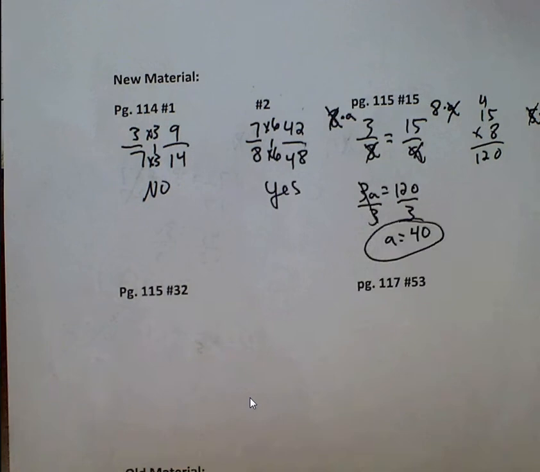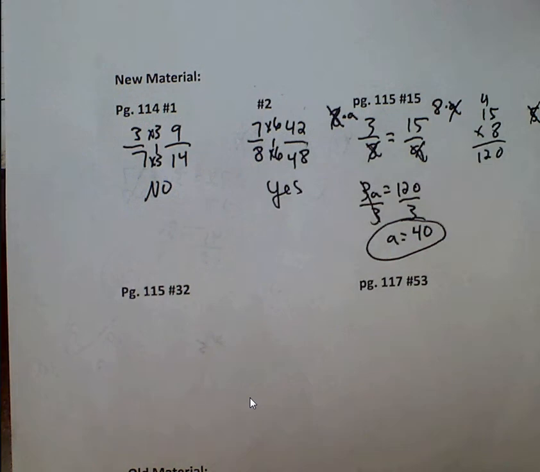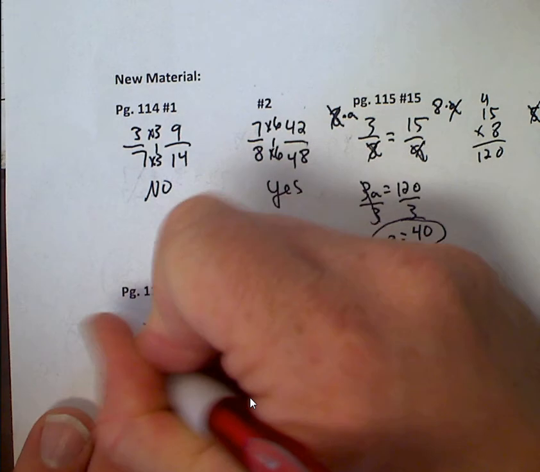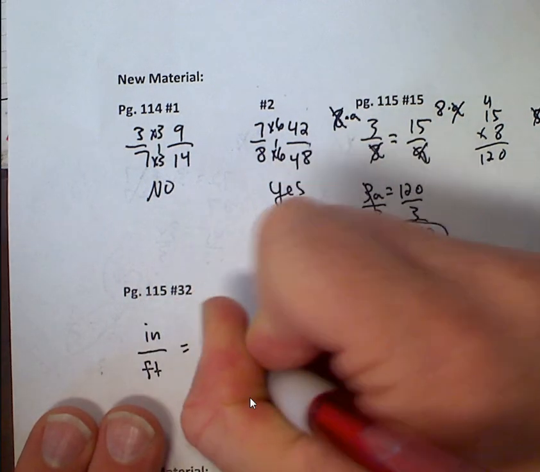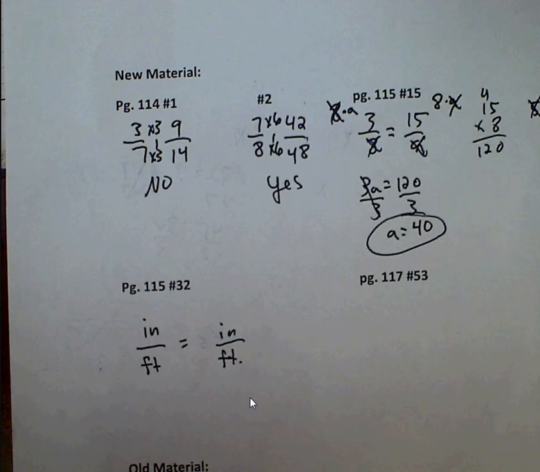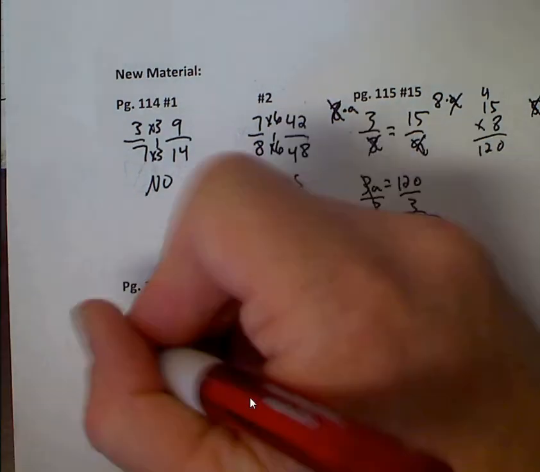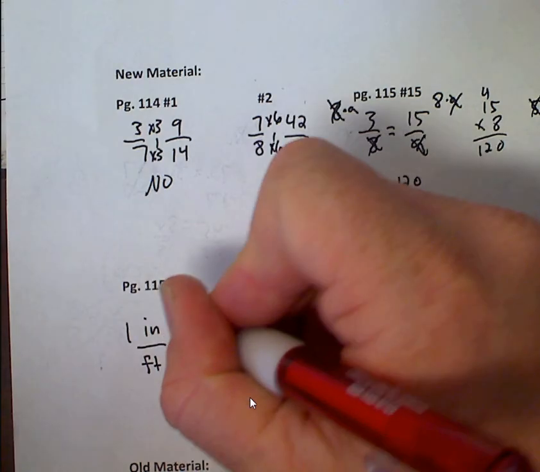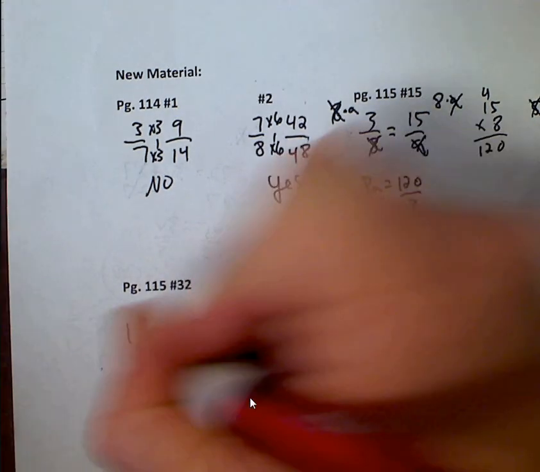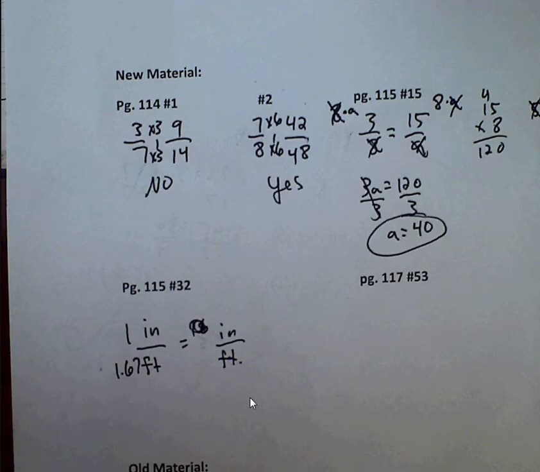Page 115, number 32. This is a word problem. It says an artist used interlocking building blocks to build a scale model of Kennedy Space Center, Florida. In the model, 1 inch equals 1.67 feet. So I know I'm going to be comparing inches over feet. So it says 1 inch equals 1.67, and 1.67 goes on bottom because that is our feet.